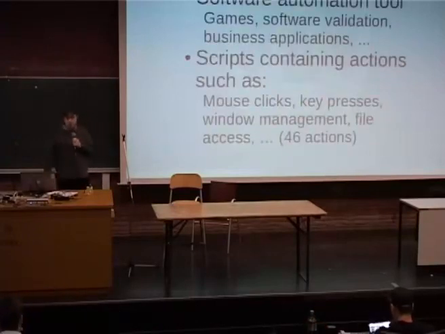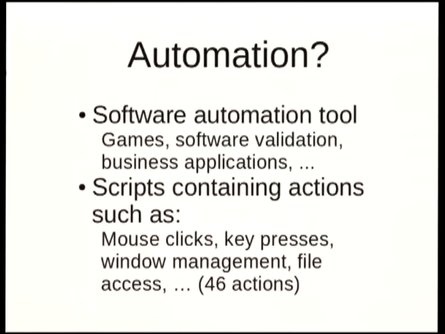So first, what is actually the meaning of automation? Because that's a word that's used in many contexts. In that case, it's software automation. It's a software automation tool. That means that it's most often used in games, software validation, business applications. So it's not like software that you can use to test your program. I mean, you can do that, but it has a wider, broader range of users.